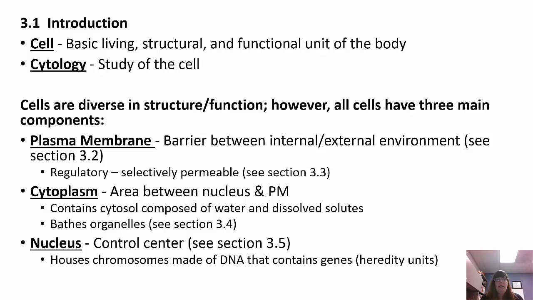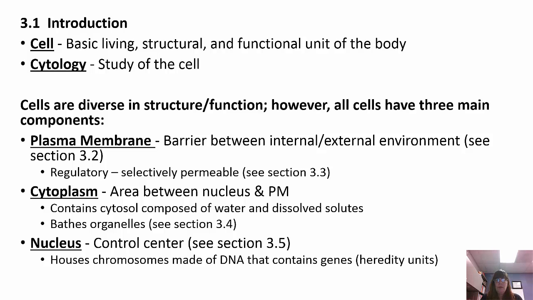The plasma membrane is the barrier between the internal and external environments. So the plasma membrane is what surrounds the cell. It is regulatory. It's selectively permeable, meaning that it only lets certain things in and certain things out. The cytoplasm is the area between the nucleus and the plasma membrane. This is where the cytosol is contained, and that is composed of water and dissolved solids, and it kind of bathes the organelles and suspends them.